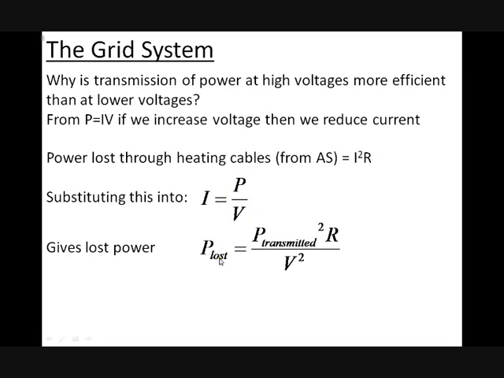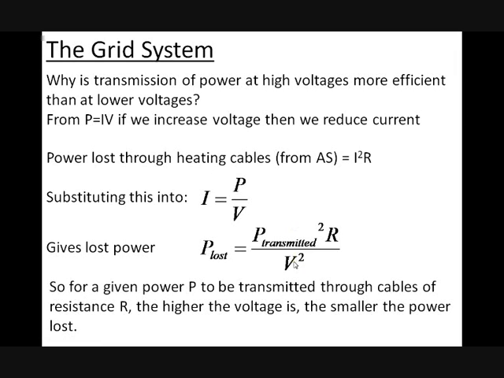So we end up with the power lost equal to the power transmitted squared, multiplied by the resistance, divided by the voltage squared. Okay, let's put some numbers into this. For a given power to be transmitted through cables of resistance R, the higher the voltage is, the smaller the power lost. If you're transmitting electricity, you need to transmit a certain amount of power. That's going to be so many gigawatts, so you can't change that. You've got to transmit that amount of power. You're going to be using cables or a grid system with a particular resistance. That's fixed once it's been designed and implemented. You can't change that.